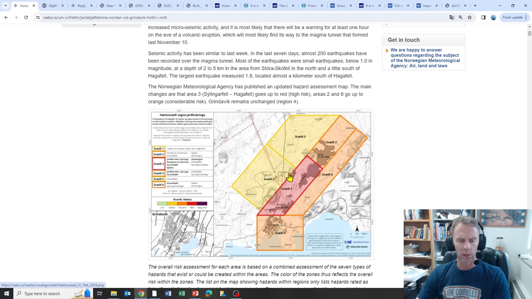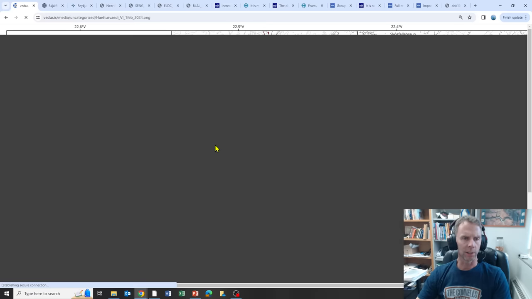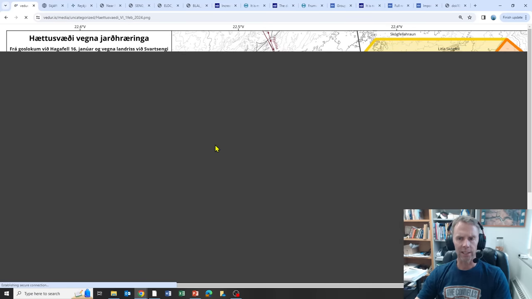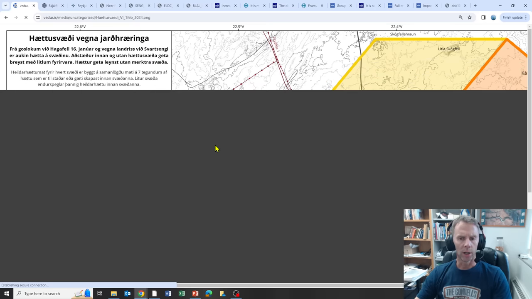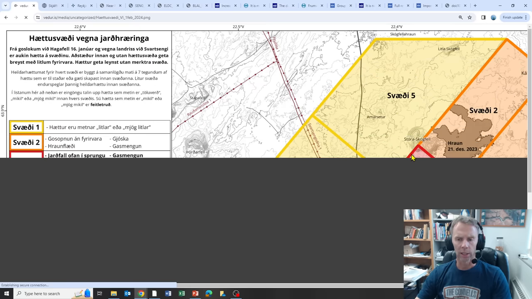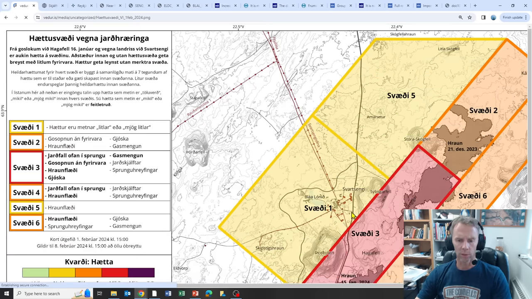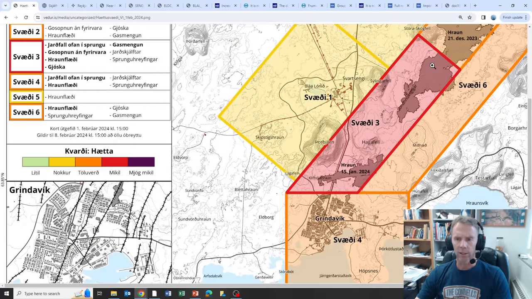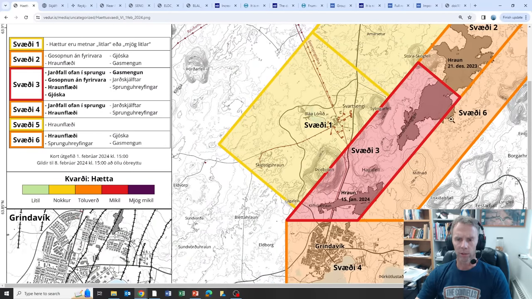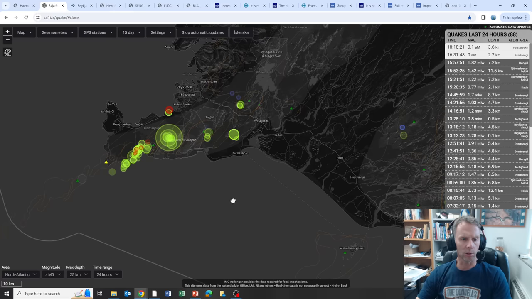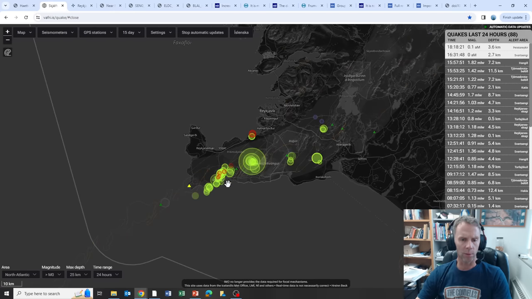I suppose the only big change here is them focusing their highest hazard zone on this southern area just north of the town and up towards Stora Skógfell, this hill up here. This is the area where they think the eruption is most likely to occur, given all the data we have at this point. So there's the Met Office update.